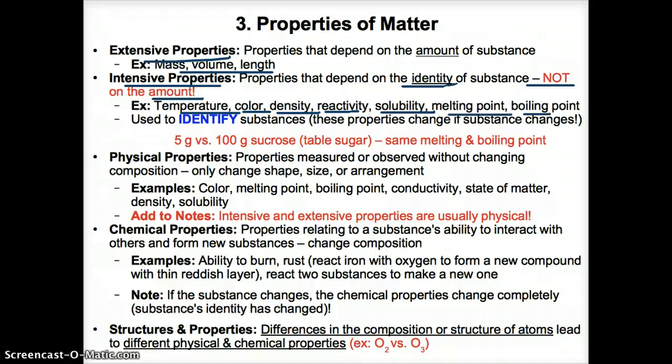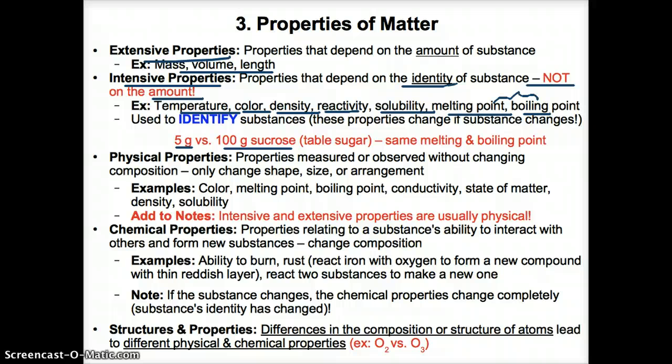And melting and boiling point. Sodium chloride or table salt has a higher boiling point and melting point than sucrose or table sugar does, due to their differences in bonding, as you'll learn later. Now, how all of these properties depend only on identity. To drive this point home further, let's say you have 5 grams of sucrose or table sugar versus 100 grams of sucrose.